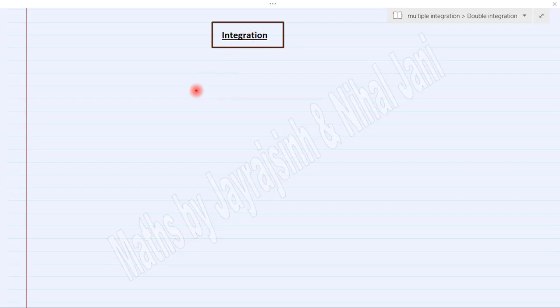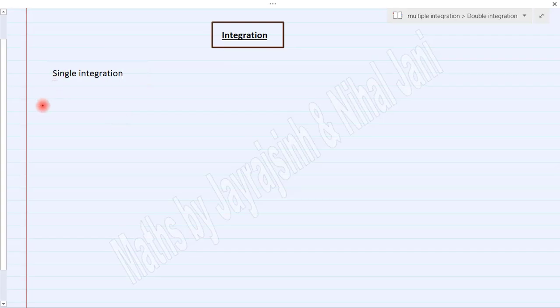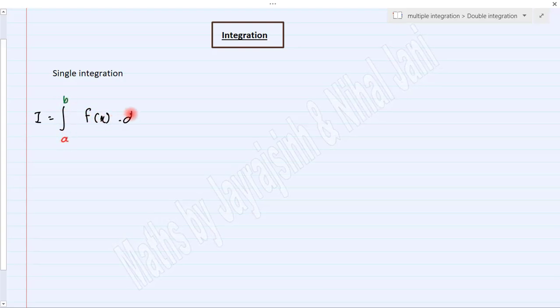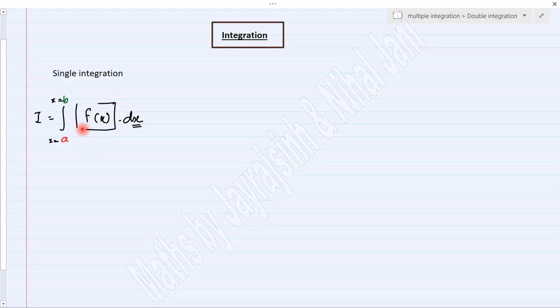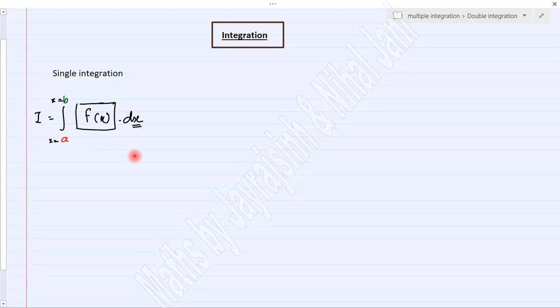We are all familiar with integration. In 12th standard, we learn about integration with respect to x, or we can say single variable integration. We see I is equal to the integral from a to b with respect to x. Here the only variable is x, and this is called the lower limit of x and this is called the upper limit of x, and we integrate a function of x. We have so many different types of methods to integrate different types of functions.